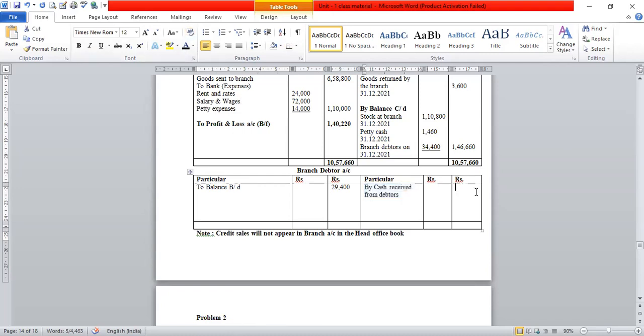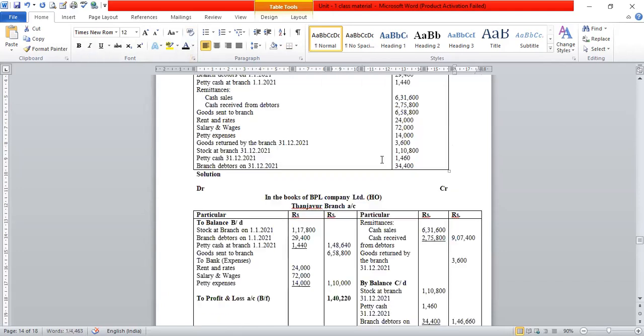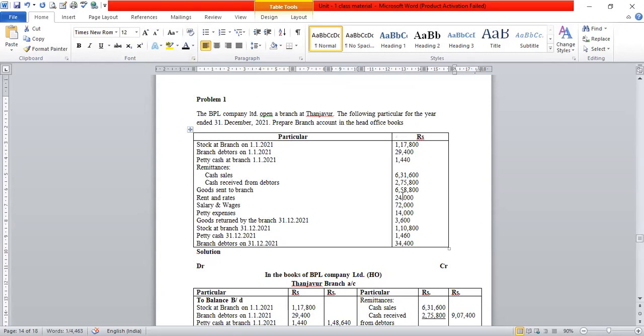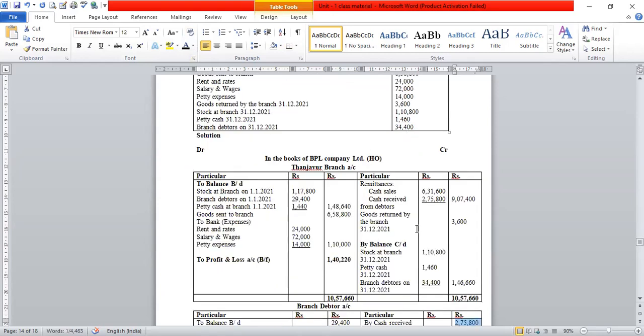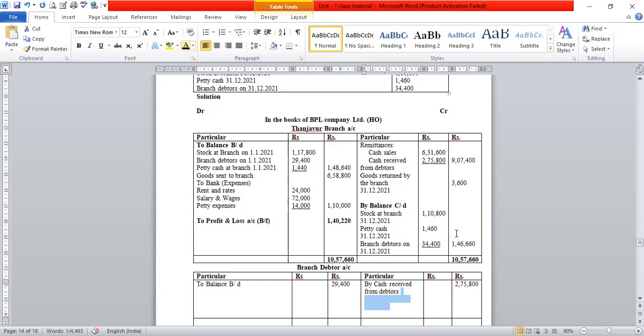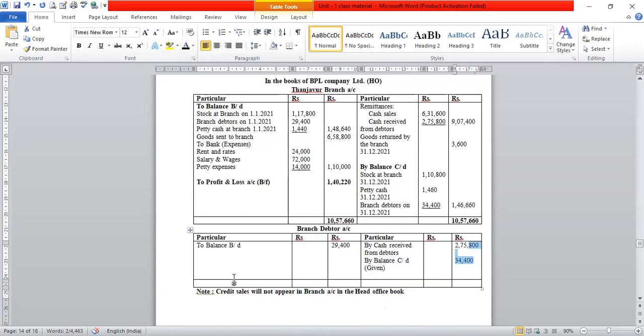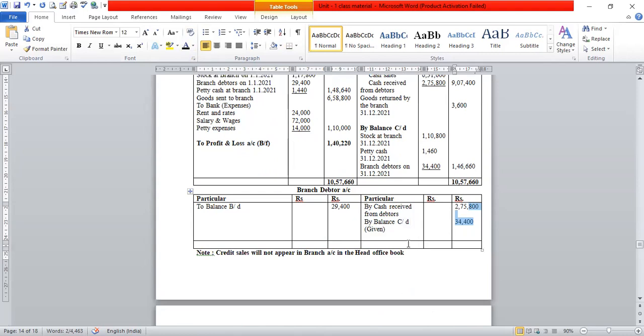How much is that? 2,75,800. This one. So the last one is closing debtors. I'll be giving a note here: closing debtors, which was given in this problem, and the value is 34,400. Here also the variation is there. So how much is the difference? 3,10,200 to 29,400. The difference is 2,80,800. This is our balancing figure.